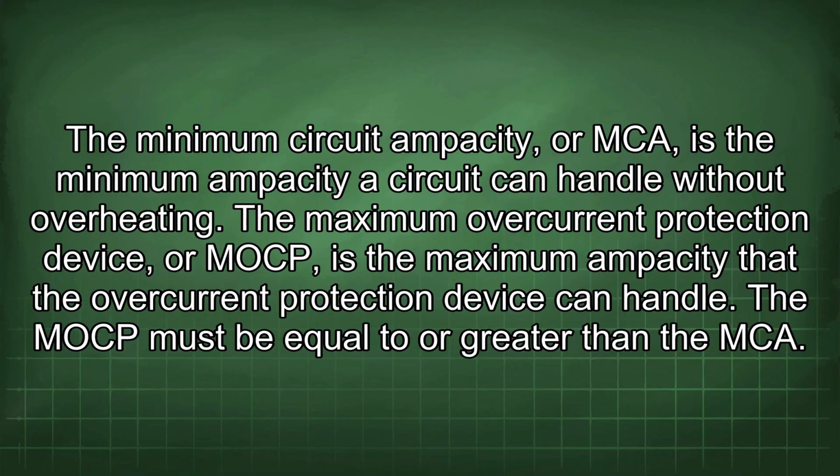The minimum circuit ampacity, or MCA, is the minimum ampacity a circuit can handle without overheating. The maximum overcurrent protection device, or MOCP, is the maximum ampacity that the overcurrent protection device can handle. The MOCP must be equal to or greater than the MCA.